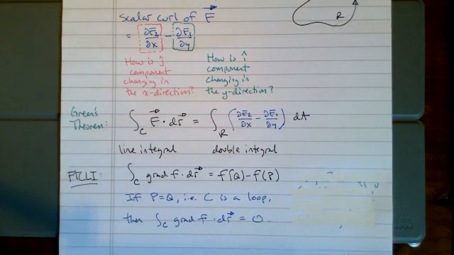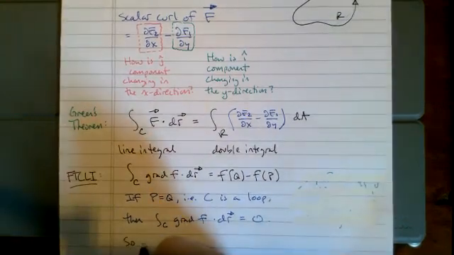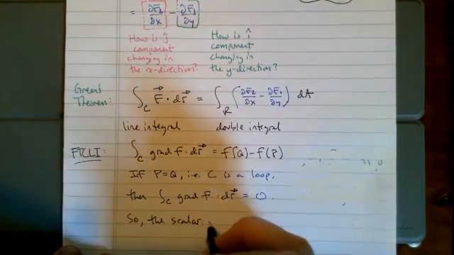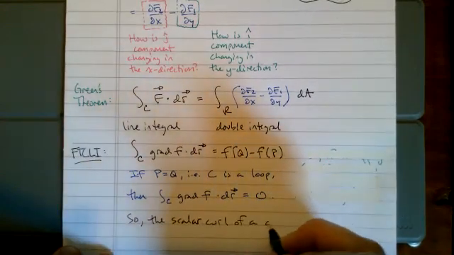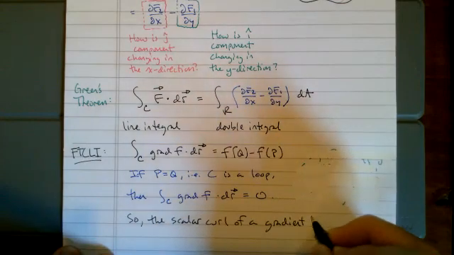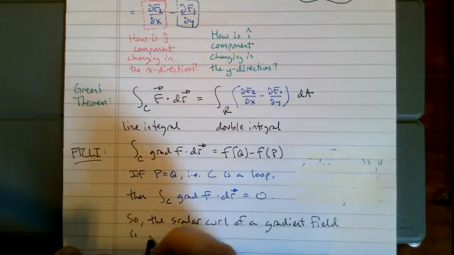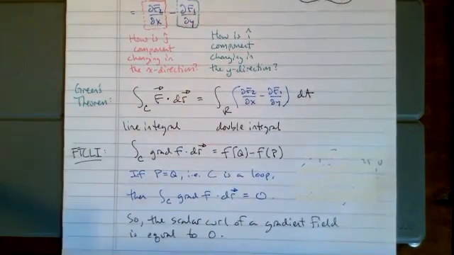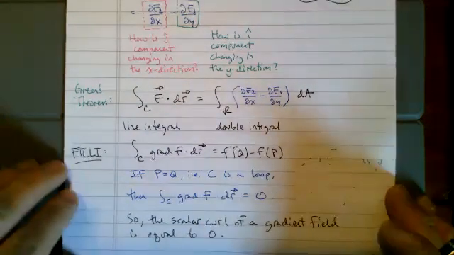So one of the things that we find out when we combine these two theorems together, that's kind of what I wanted to do. When we combine these two theorems together, we can see that the scalar curl of a gradient field is equal to 0. And this is a good way to test if something is a gradient field.